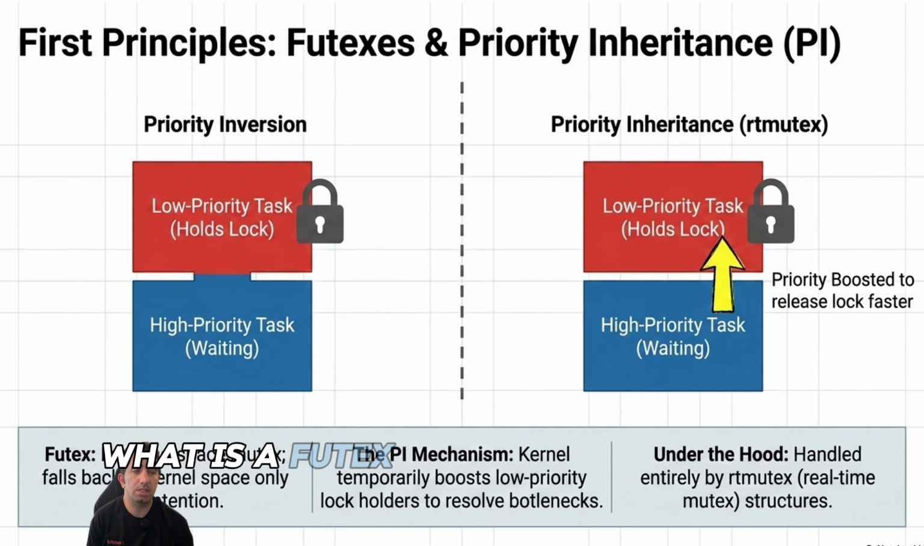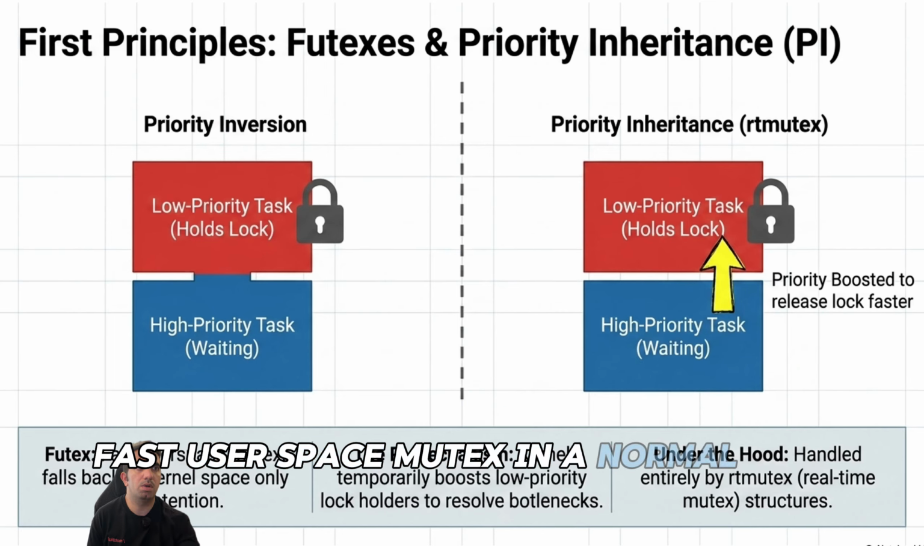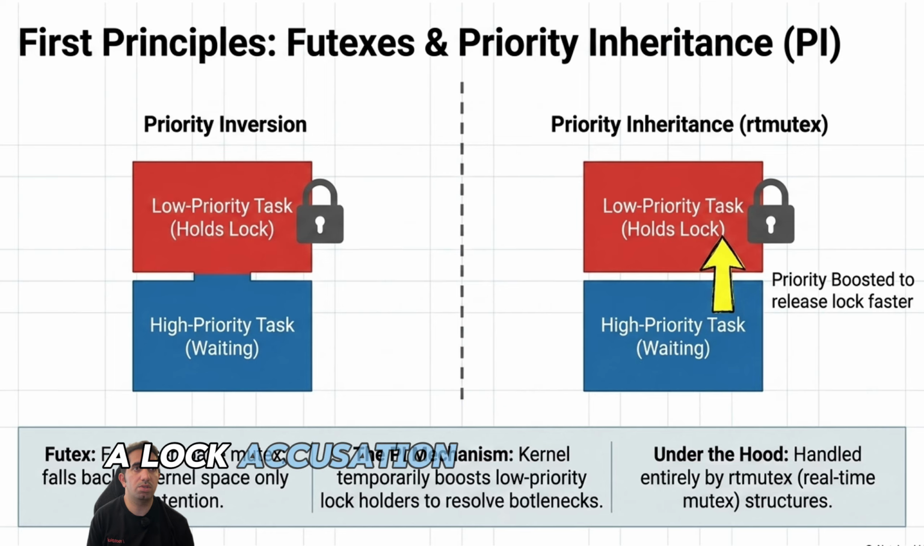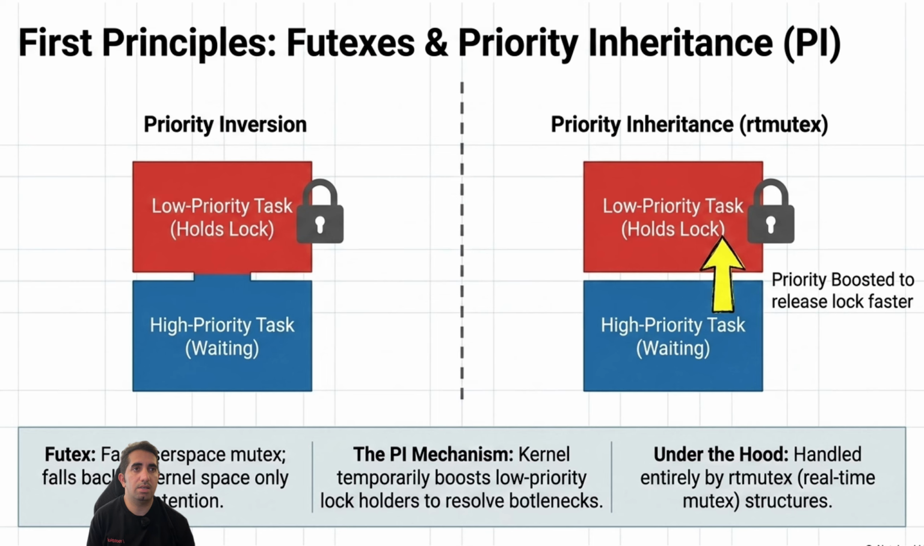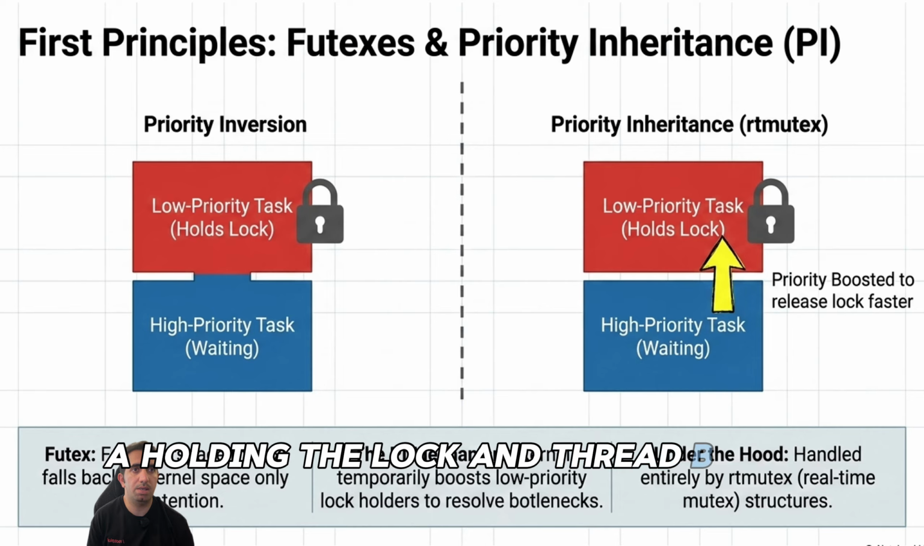To understand why this bug happened, we have to establish some first principles. What is a futex? A futex stands for fast userspace mutex. In a normal, non-contended condition, lock acquisition happens entirely in user space without a costly system call. The kernel is only invoked when there is contention, meaning thread A is holding the lock and thread B must go to sleep waiting for it.